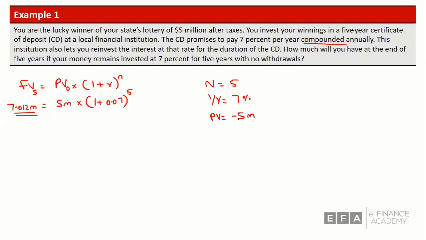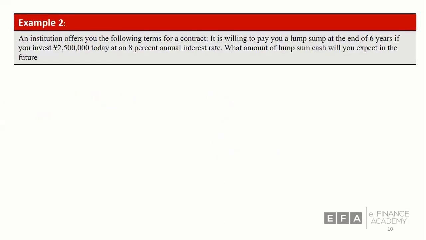Make sure you press plus minus to put the minus sign, and then press the present value. There is no payment right now. We'll talk about this later on. As we said before, you just simply press compute future value, and that should give you 7.012 million right after 5 years. Let's move to our next example.